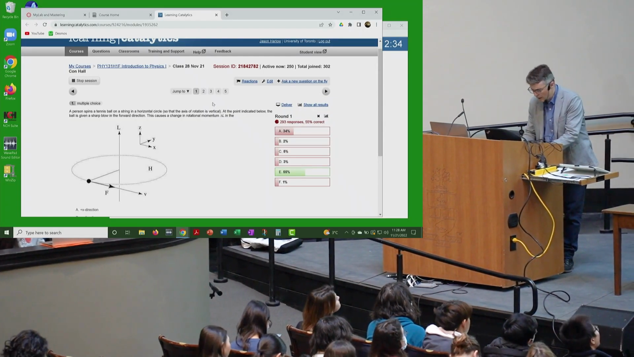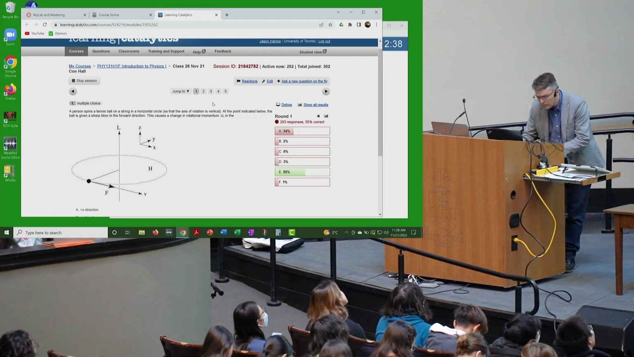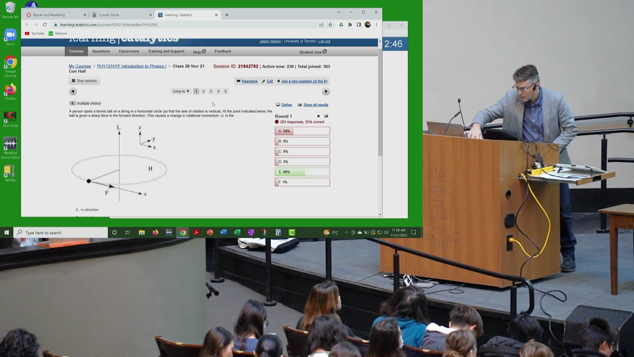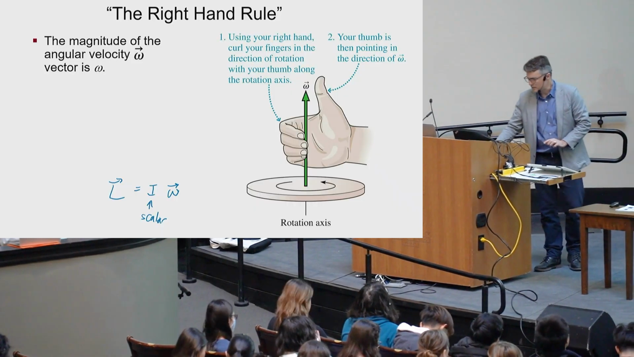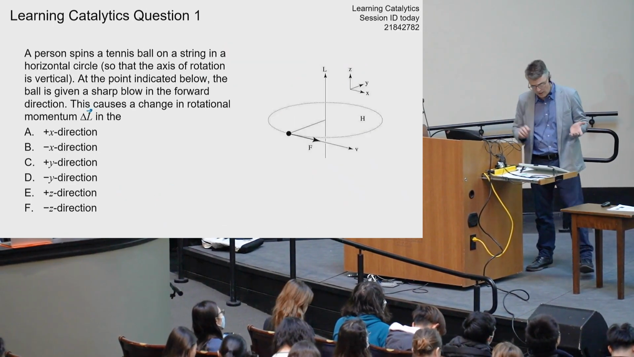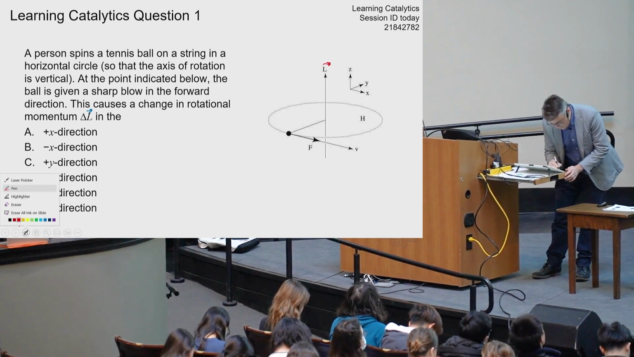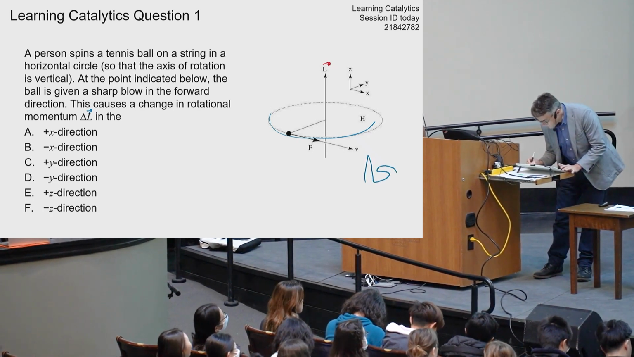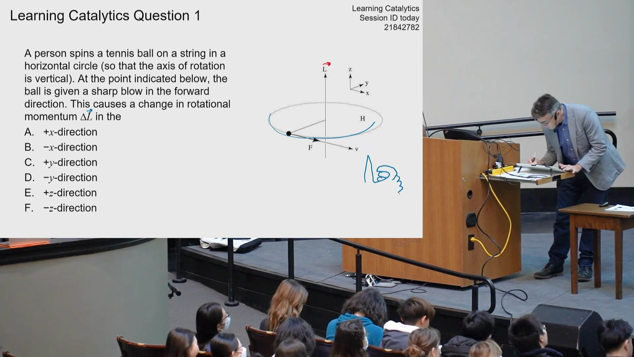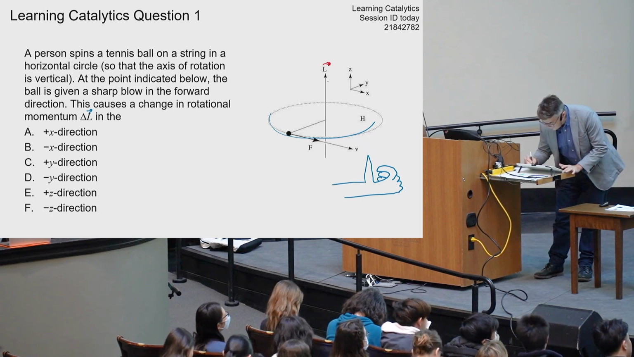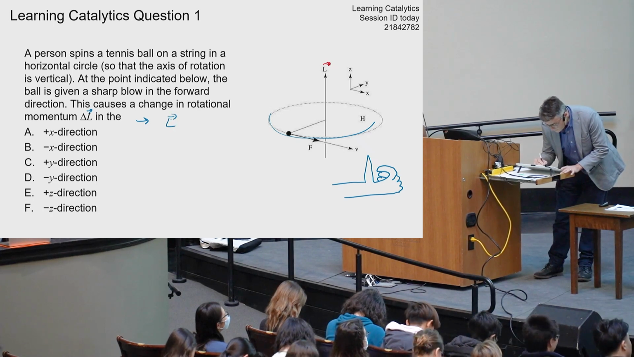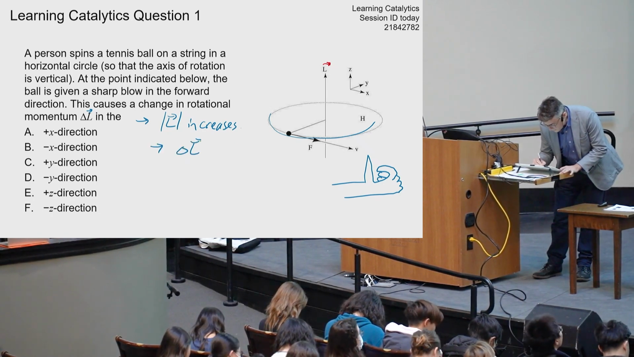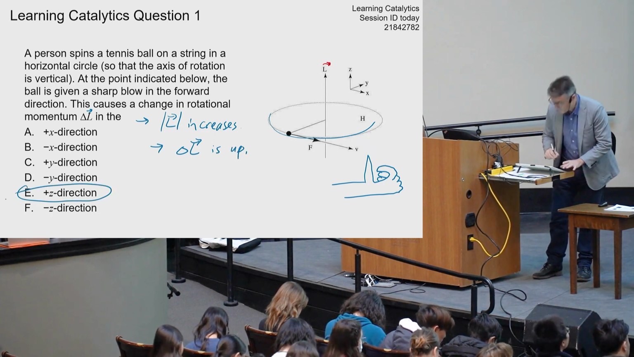So I'm liking the plus z direction. Let me just go over that quickly. The idea is, are you increasing or decreasing L? Certainly the L vector, if the whole thing is rotating counterclockwise, if I take the fingers of my hand, the thumb is up and the fingers curve this way. That's supposed to be thumbs up. So L is up. L increases because of this force, and so delta L is up, plus z.